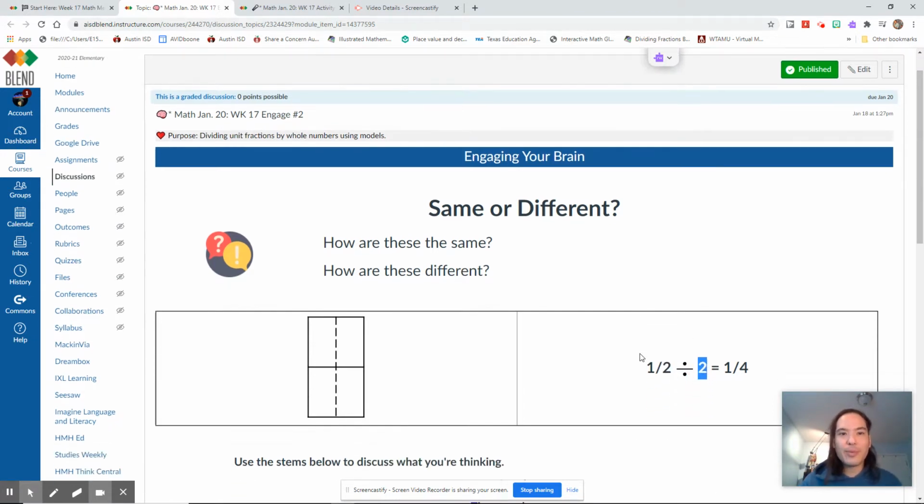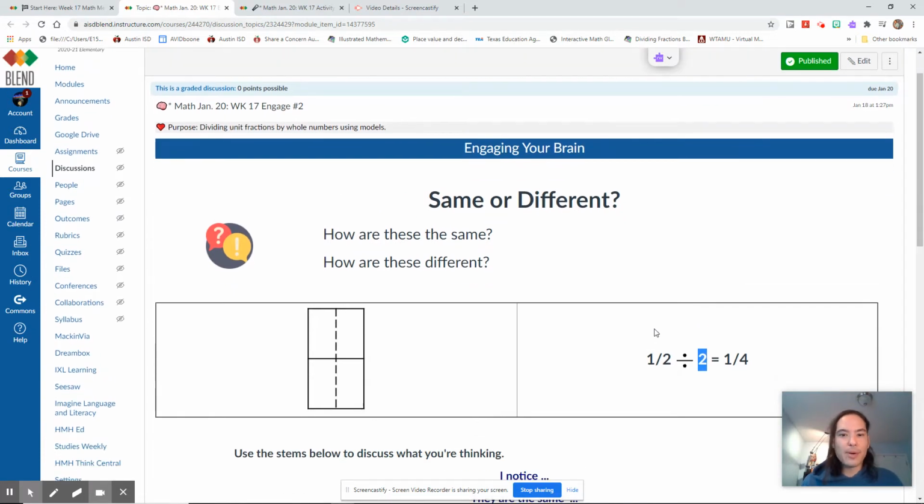So on paper with the algorithm, that shouldn't freak you out at all. Same thing: keep, change, flip, top times top, bottom times bottom. Before it's time to say goodbye, don't forget to simplify. With the picture, that's where it's going to look a little bit different, because on the last one we were talking candy bar math. This is no longer candy bar math.